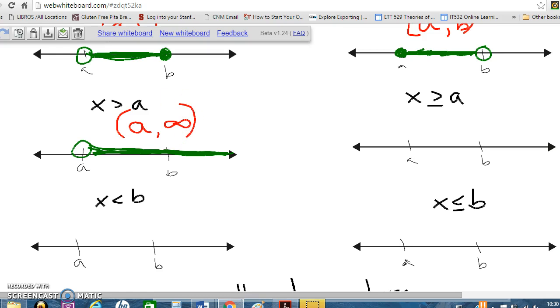And so when we come to the next one, we have exactly the same thing. The A now is included.